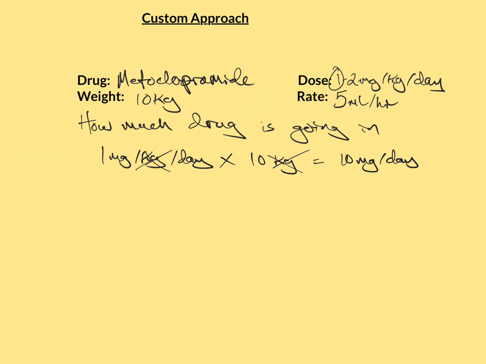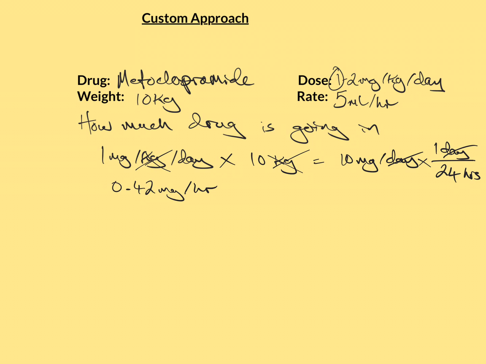Not super helpful because we're trying to go by hour, so we need to divide that out into 24 hours a day, and we know that one day has 24 hours. So our days are going to cross out, and we're left with 0.42 milligrams per hour. Again, not the most helpful bit of information because we're trying to pull up volume into a syringe and give it to our patient, or put it in a fluid bag, or whatever you want to do.